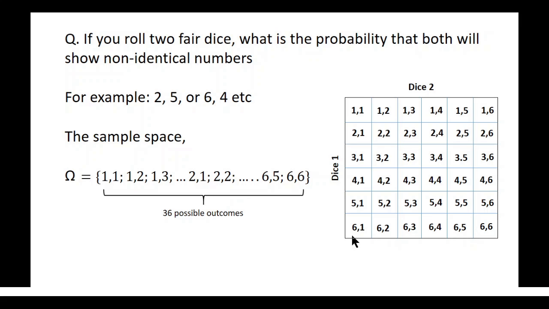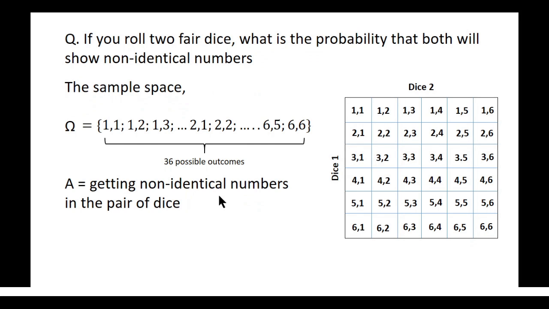The sample space omega is a set of elements which are 1,1; 1,2; 1,3 and so on through 2,1; 2,2 and so on up until 6,5 and 6,6. It is easy to visualize the 36 elements in the sample space omega using a checkerboard. The vertical and horizontal axis correspond to the two dice under consideration. For each of the 6 possible outcomes in one, there are 6 possible outcomes in the other. Remember the multiplication rule of counting?